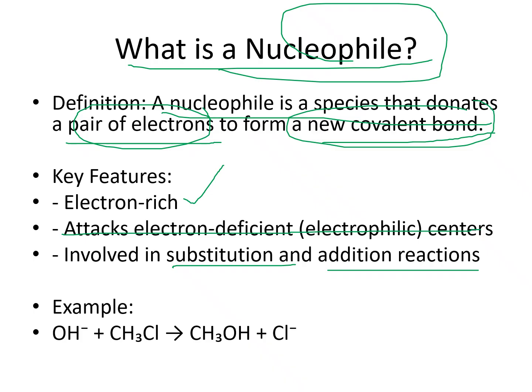The base was also electronically rich. A nucleophile is also electronically rich. The base was always picking up a proton, whereas a nucleophile does not pick up a proton. It just donates an electron pair to form a new covalent bond.